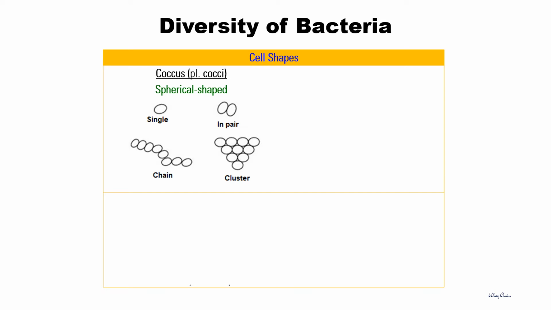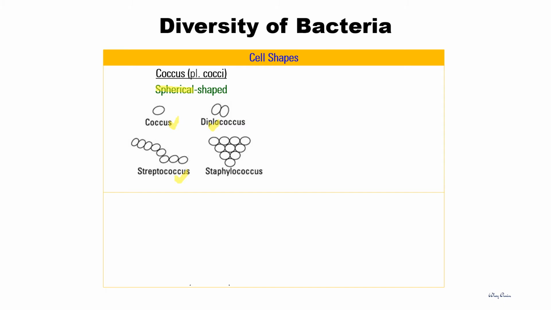The diversity of bacteria can be studied based on the shape of the cell. Maksudnya, bacteria boleh dikumpulkan mengikut bentuk dia. The first one is coccus, or plural cocci, which means the bacteria are in spherical shape. It can be found in single, in pair, in chain, or in cluster form. And based on this existence, the name can be different.